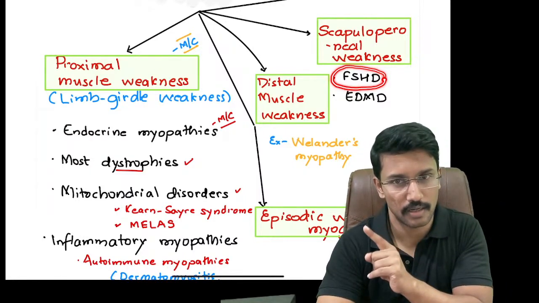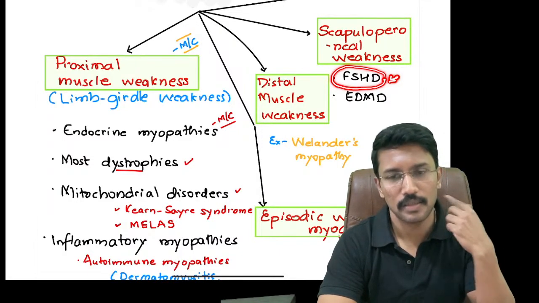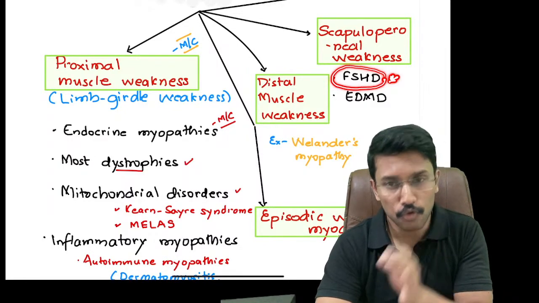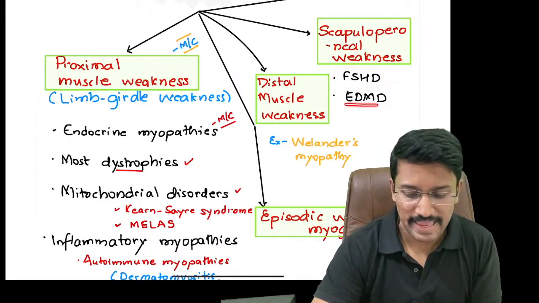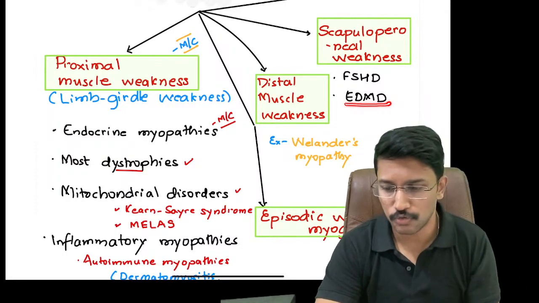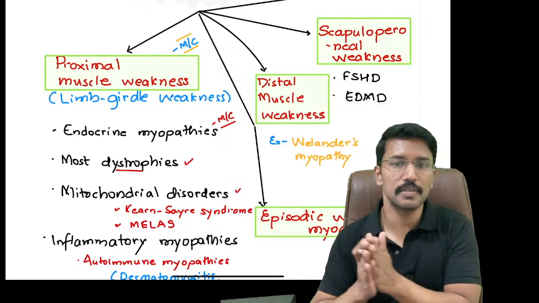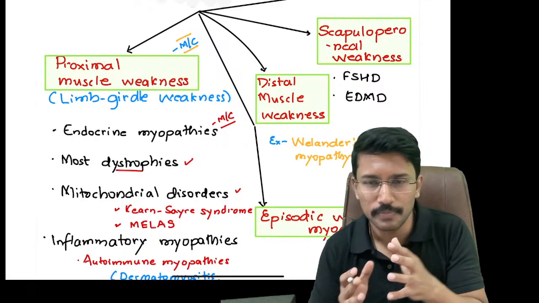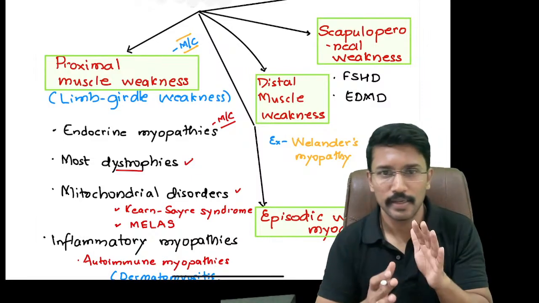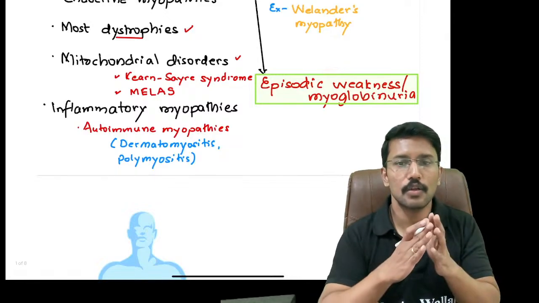But rarely, we have muscle dystrophies where patients can present with face, scapular region, humeral region, and rarely lower limb weakness: facioscapulohumeral dystrophy. And there is one more disorder called Emery-Dreifuss muscular dystrophy. I will take you through some pictures. You will be able to understand better. So these are two disorders where you have this scapuloperoneal kind of weakness, not the classical proximal muscle weakness. Apart from these, we have certain muscle disorders where weakness is not persistent.